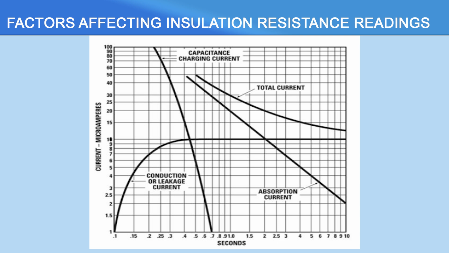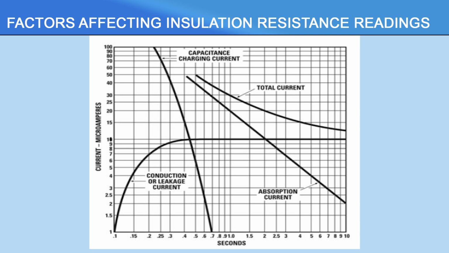So this graph is drawn between the current and the time. The time is taken in seconds. In this we can see the three components of the total current. The first is the conduction current, second is the absorption current, and third is the capacitance charging current.